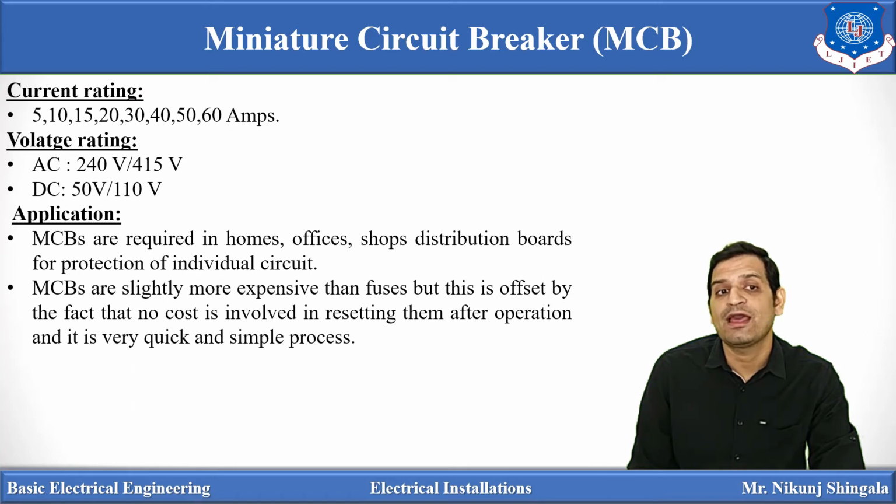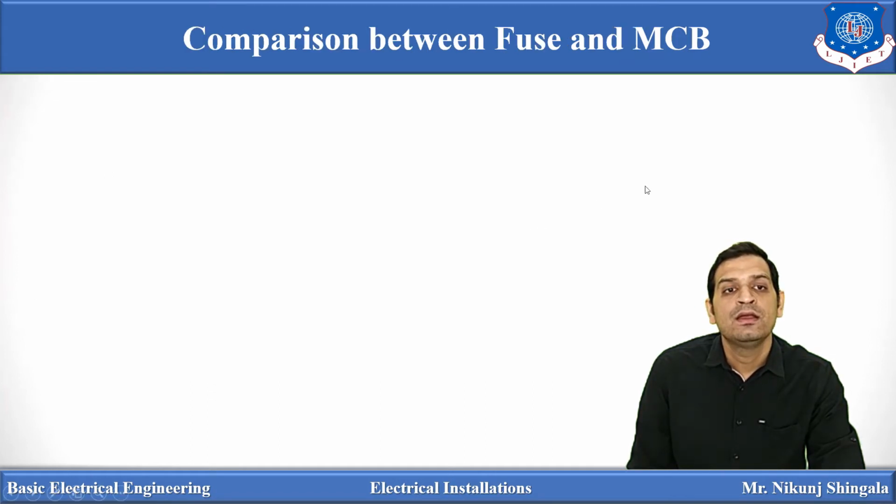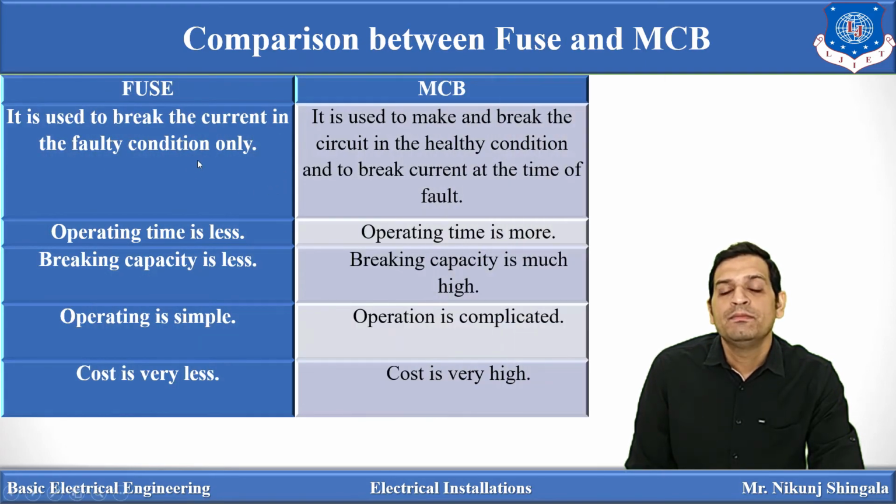MCBs are slightly more expensive than the fuse, but this is offset by the fact that no cost is involved in resetting them after the operation, and it is a very quick and simple process. What does it mean? It means that the cost of the MCB is high, but that can be offset by the fact that no cost is involved in resetting it. So once an MCB has tripped, it does not require to be replaced. In the case of a fuse, it always needs to be replaced. Now, comparison between fuse and MCB. Basically, a fuse is used to break the current in the faulty condition.